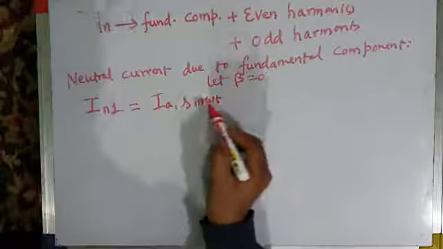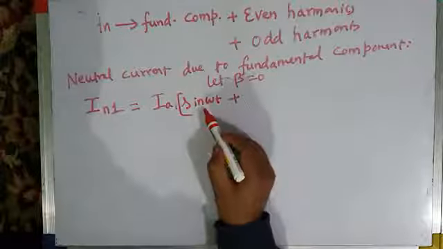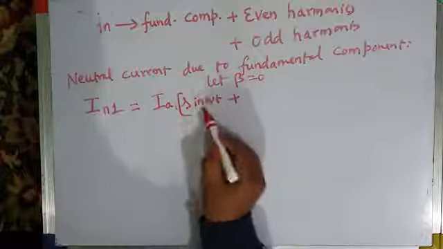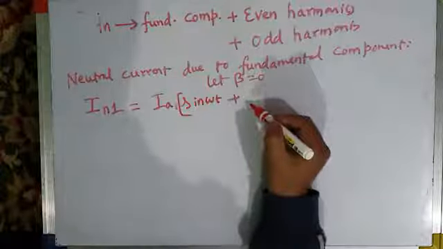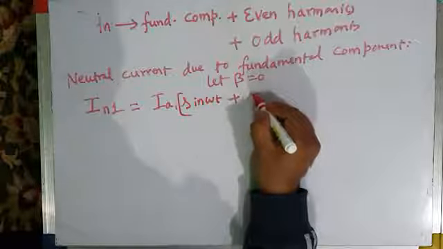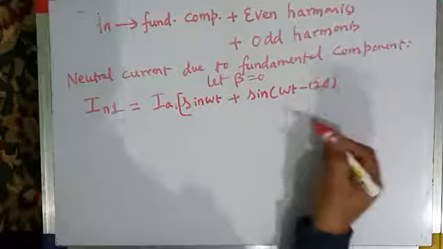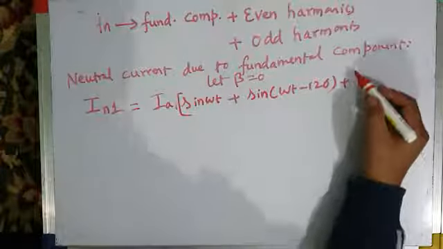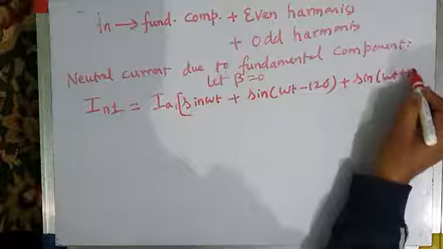If I take this IA1 out, plus this is line current IA, fundamental component, and then what is the fundamental component due to line current IB? That is IA1 sine of omega t minus 120 degrees. And what is the fundamental component of line C current? That is IA1 sine of omega t plus 120 degrees.